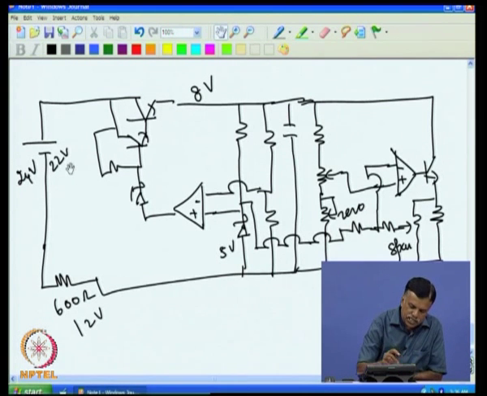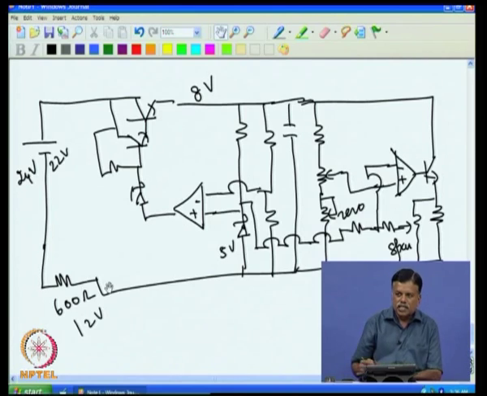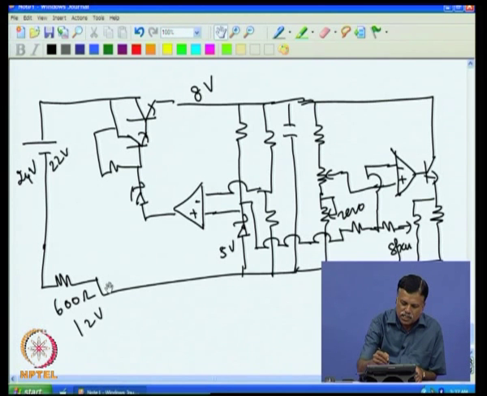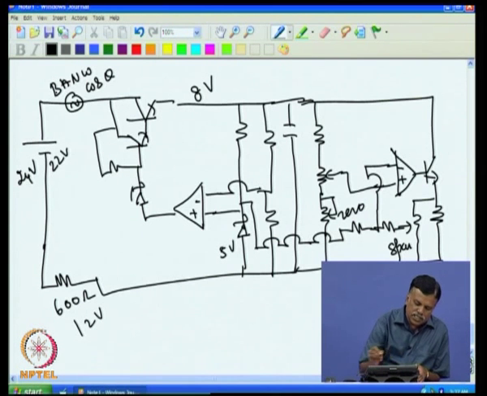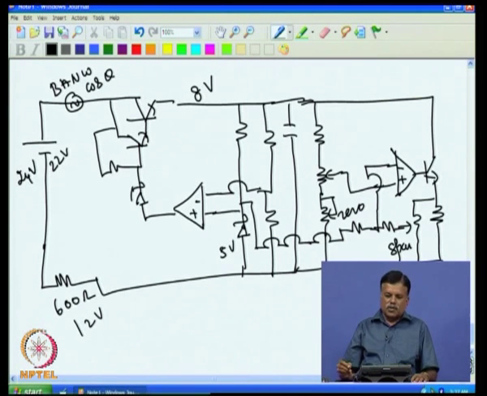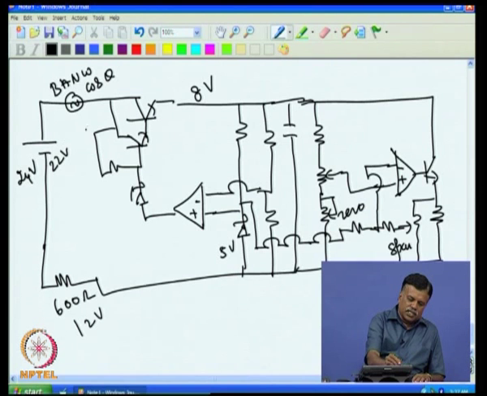Suppose this loop area is long, normally we keep this about a kilometer long, then the change in magnetic field will induce a voltage, and that should not create a problem. That voltage I represent like this, because it will be in series with this. It is actually B A N omega cos theta, where B is the external magnetic field, and A is the area of the loop.